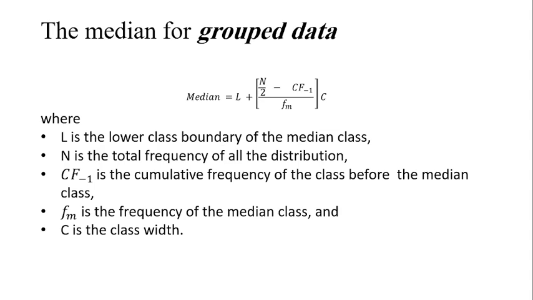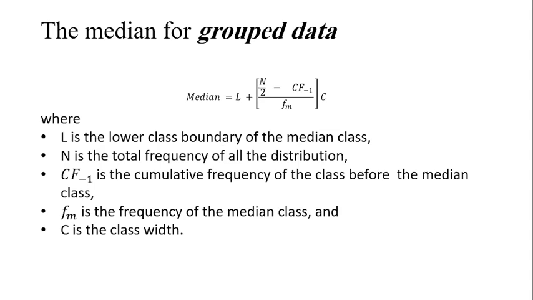But for a group data, there is a formula. For a data that is grouped, like the one we saw in the previous example, you cannot just handpick the median. You have to work it out using this formula. The median of a group data is given as L plus N over 2 minus CF minus 1 over FM, times C, where L is the lower class boundary of the median class. N is the total frequency of the distribution. Like in the example we saw, the total frequency is 85. That will be your N.